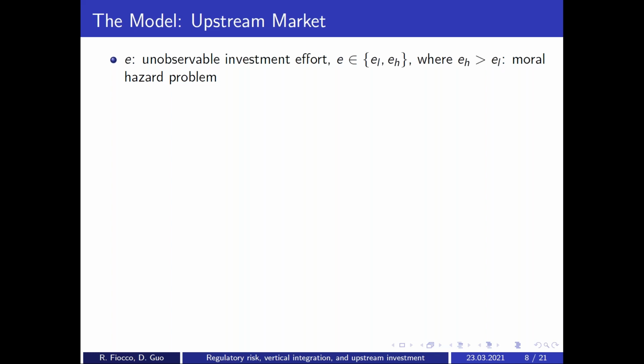Now, let's look at the upstream market first. The upstream firm provides an effort which can be high, EH, or low, EL. The effort is unobservable, so this is a moral hazard problem, which means the regulator would like to incentivize the upstream firm to provide high effort. The cost of effort depends on the effort's level. We normalize the cost of low effort to 0 and define the cost of high effort as positive.